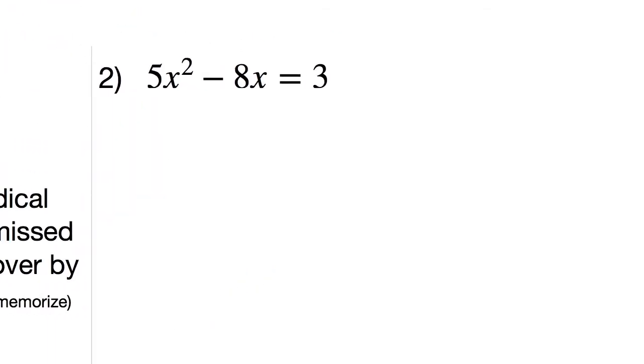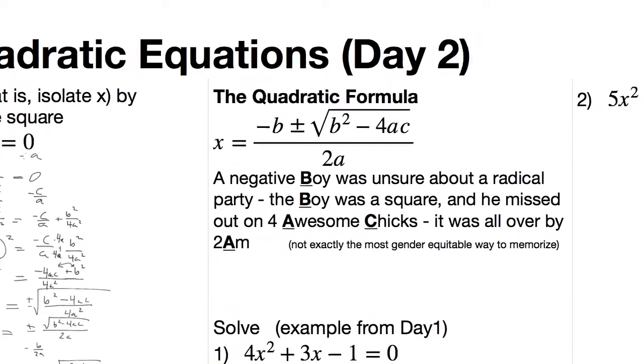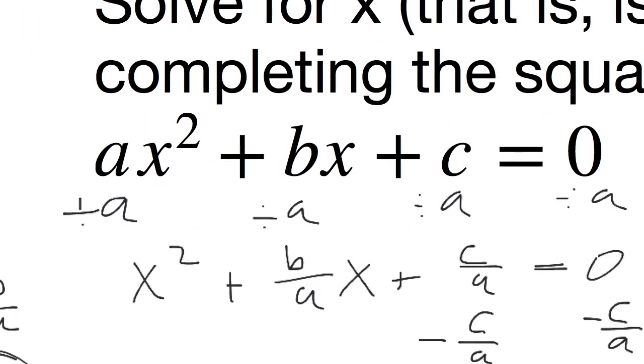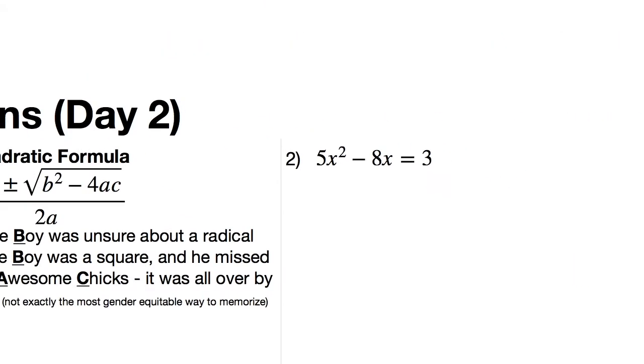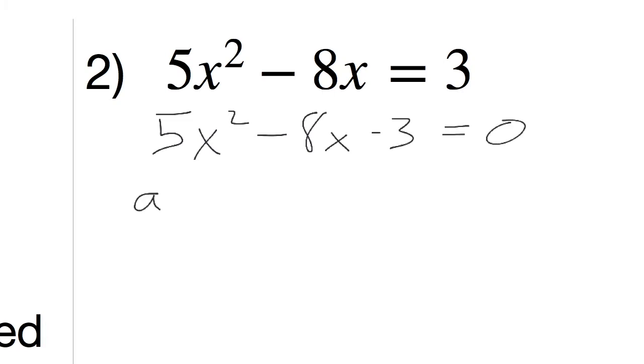Let's do that again over here. Now notice that it's not all equal to 0, and the quadratic formula assumes that you started out with everything equal to 0. So that's kind of got to be a first step here. We have to make sure that we move all the terms over to one side by subtracting 3 in this case. 5x squared minus 8x minus 3 is equal to 0. The a value is 5. The b value is negative 8. The c value is negative 3.